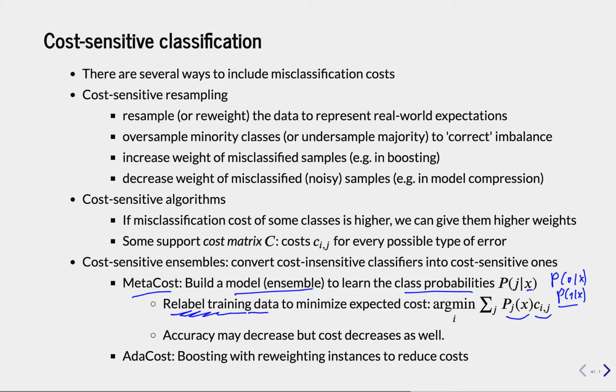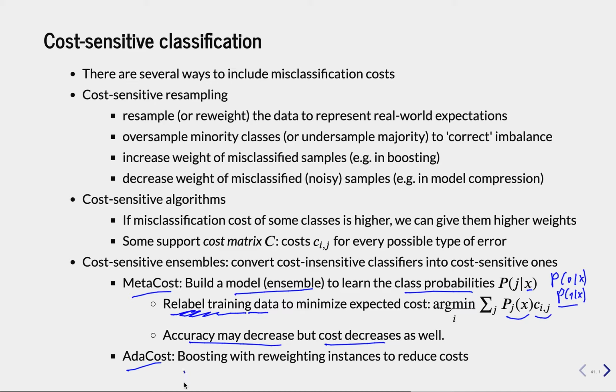This does effectively decrease your accuracy, right? You're relabeling your data. So your accuracy will go down, but the idea is that your cost decreases as well. The second approach is AdaCost. This is similar to AdaBoost, which we'll see in the next lecture.